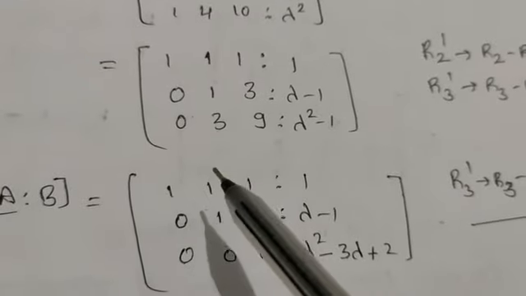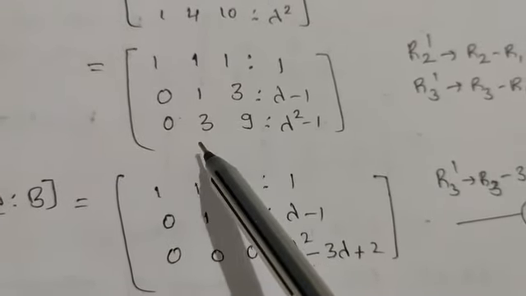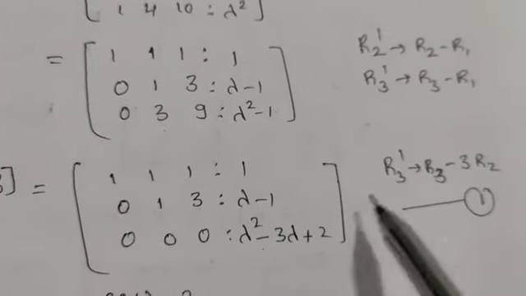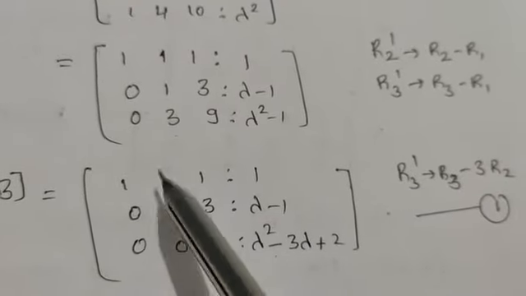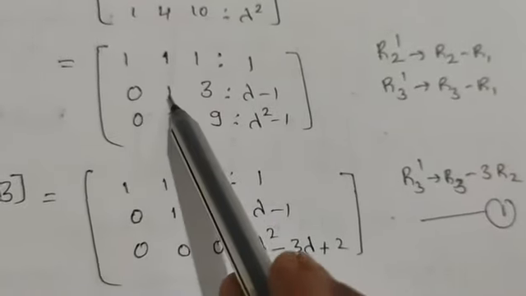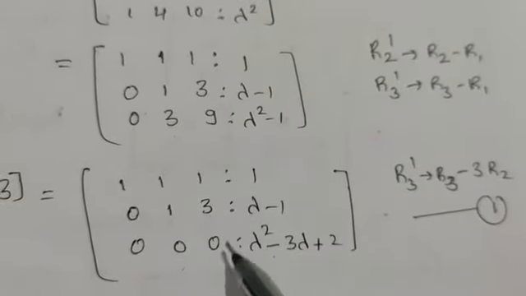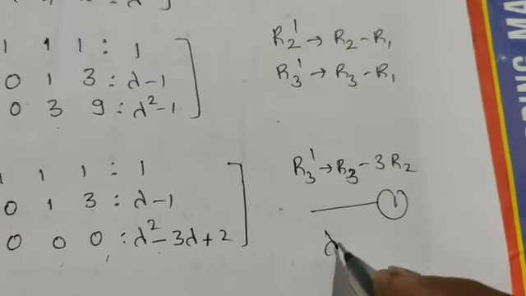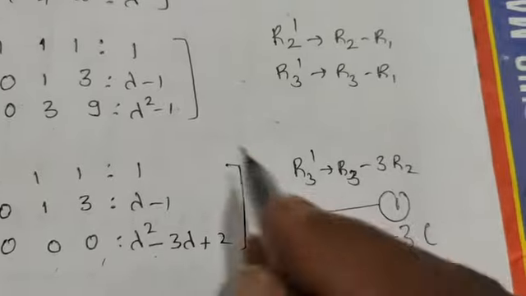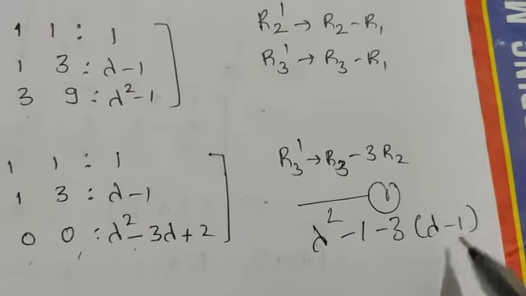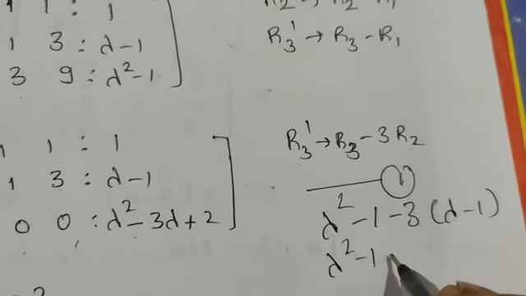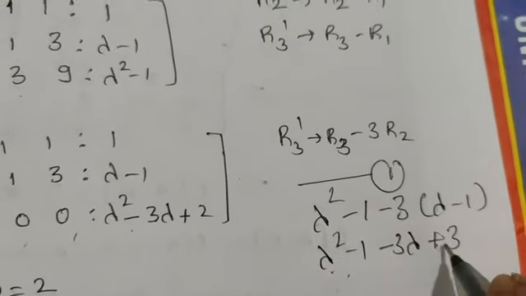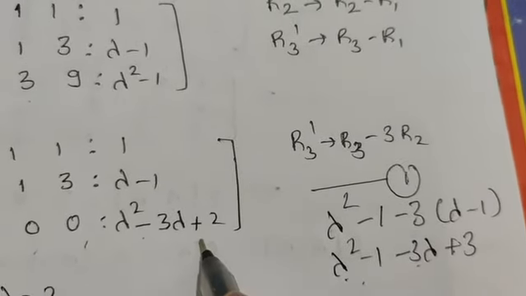So now again here we can make this one 0. So R3 changes to R3 minus 3 times R2. So we have first row as it is, second row as it is, third row we are changing, third row minus 3 times the second row. 3 minus 3 is 0, 9 minus 3 into 3, 9, 9 minus 9 is 0. So next you have to simplify this. This is R3, lambda square minus 1, minus 3 times R2. R2 is lambda minus 1. Simplify this: lambda square minus 1 minus 3 lambda plus 3. So what we get here is lambda square minus 3 lambda plus 2.